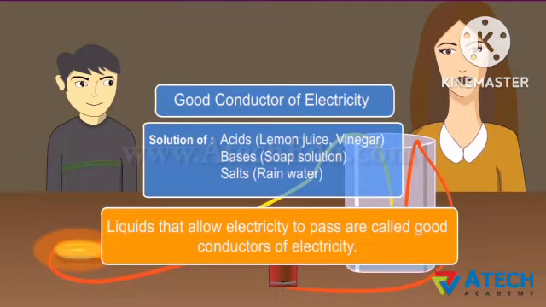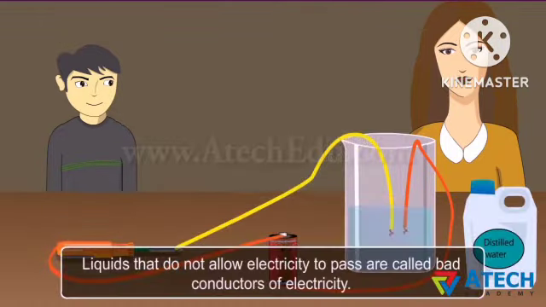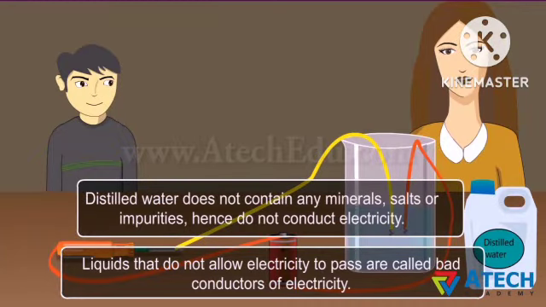But all the liquids are not good conductors of electricity. How is that possible, Mom? Some liquids, like distilled water, do not allow current to pass. So, they are bad conductors of electricity. Distilled water does not contain any minerals, salts or impurities. Hence, it does not conduct electricity. Liquids that do not allow electricity to pass are called bad conductors of electricity.